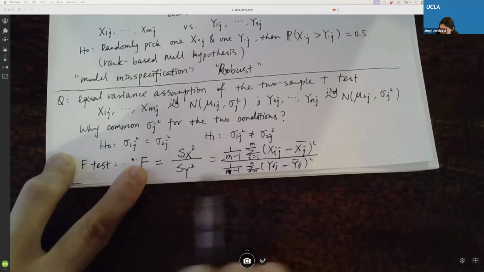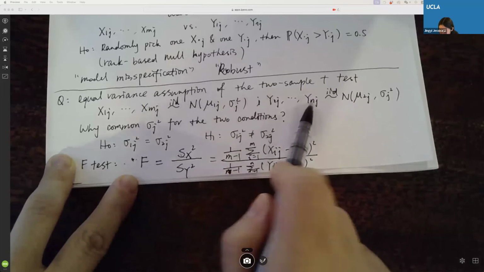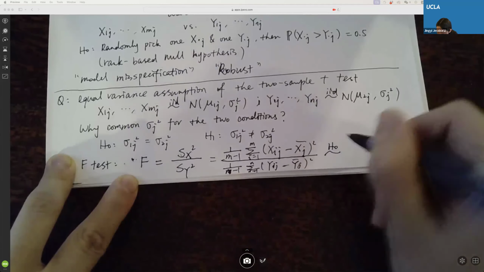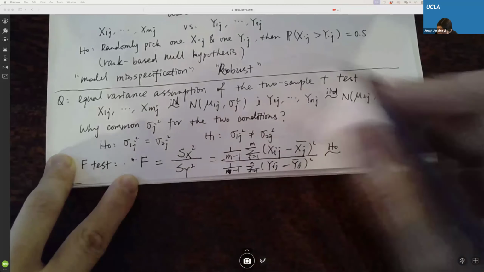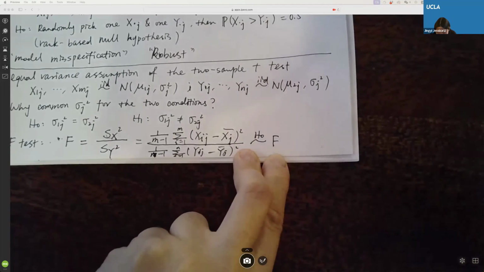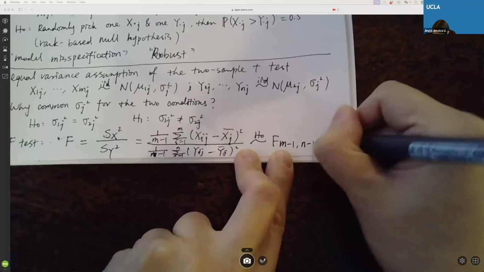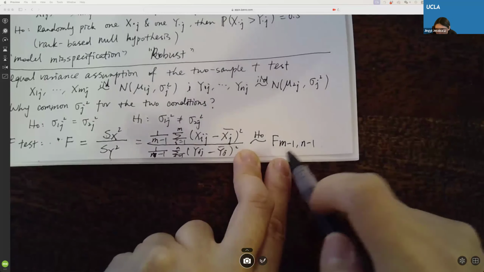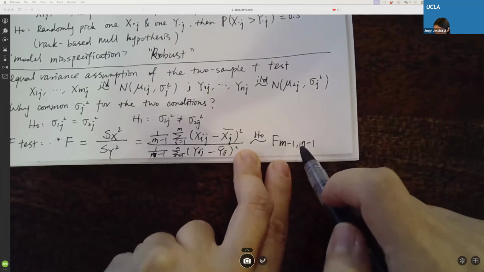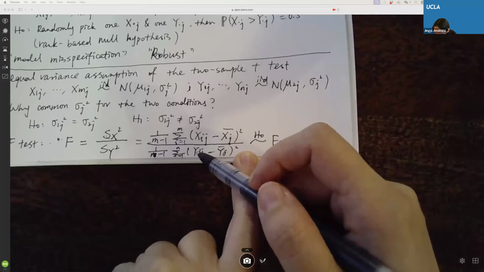And under the null hypothesis that these two variances for the two samples are equal, we can say that the distribution of this F statistic is an F distribution whose degrees of freedom are n minus 1 and n minus 1. So like the t-test has 1 degree of freedom, the F distribution has 2 degrees of freedom, which are basically the degrees of freedom of the numerator and denominator.